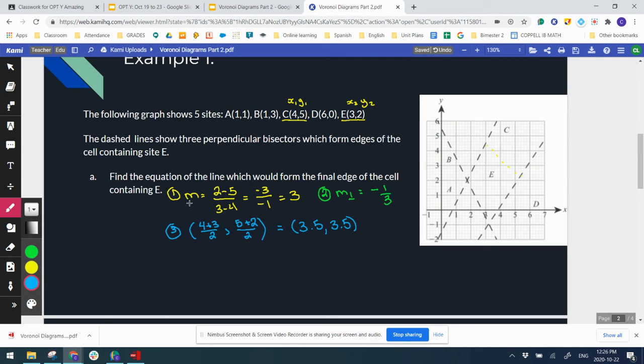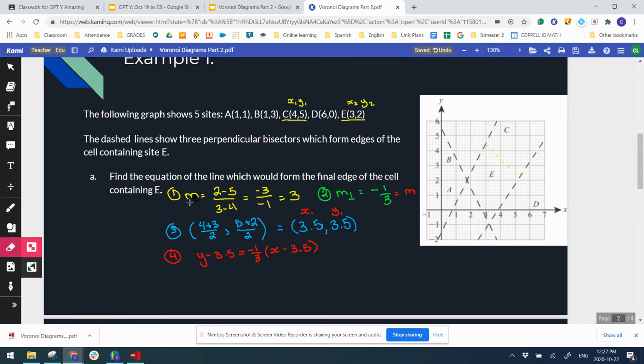Once we have our midpoint, remember this in our equation becomes x1, y1, and this becomes the m that we use in step 4. So we're going to have y minus 3.5 equals m, so we're going to have negative 1/3, and we're going to have x minus 3.5. And of course, our last step is to simplify this out.